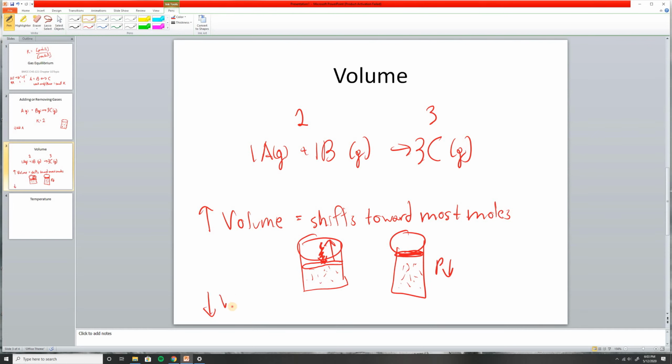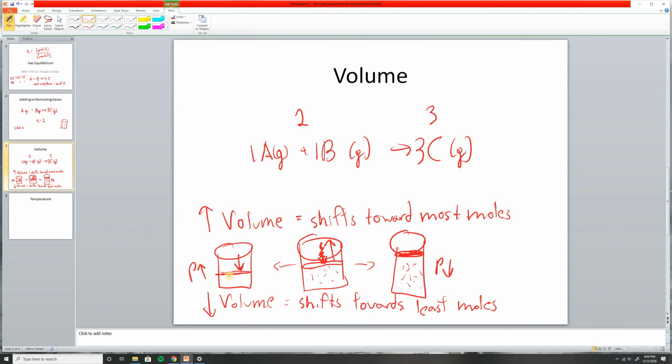Now, if volume is decreased, the opposite happens. This is the equilibrium, and the equilibrium shifts towards least moles. And what that means is, if you have the same case, this is going to be the increasing, this is going to be decreasing, and you're pushing down on the piston, what's going to happen is the pressure is going to increase, right? Everything is going to be forced closer together.